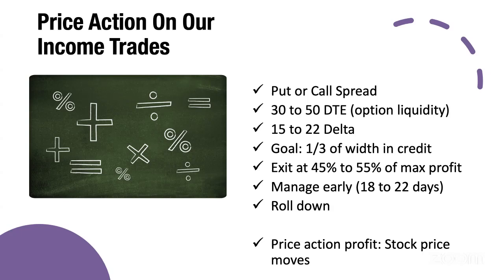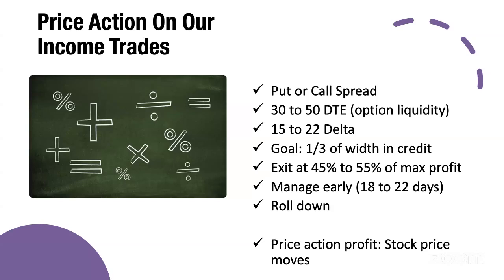We try to manage early if the stock moves against us, in that 18 to 22 days range, where we can roll down, roll out. So again, price action does impact our daily positions. But if we set these trades up right, we expect stocks to go up and down. We don't expect our stocks to go straight up. When they do, it's great. We get out real early because we hit our target exit price within a couple of days.